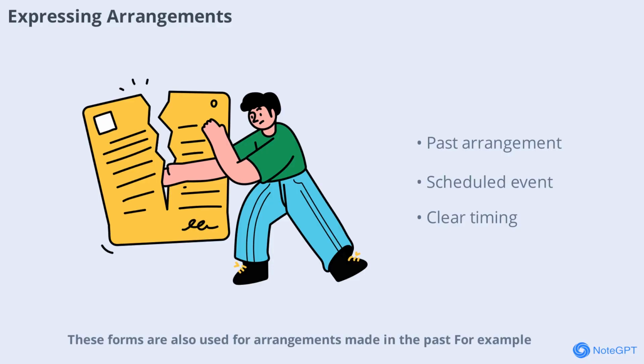These forms are also used for arrangements made in the past. For example, the party was to start at 7 p.m. This shows that there was a plan or arrangement, whether or not it happened as scheduled.